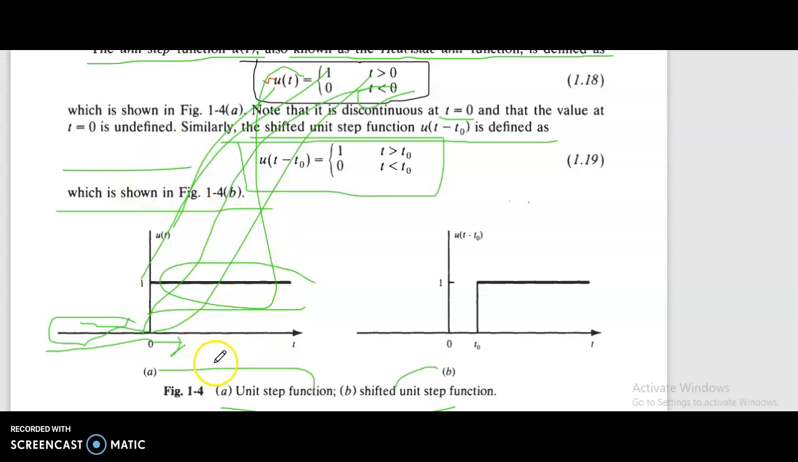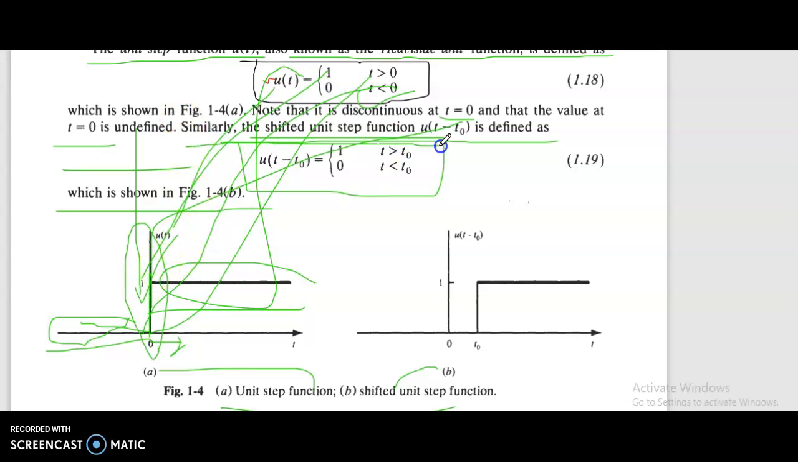Which is shown in figure a. Note that it is discontinuous at t equal to 0. Here are the discontinuities, and the value at t equal to 0 is undefined. Here we are not able to say the value, that's why they told undefined.